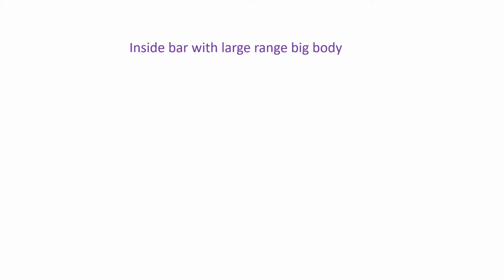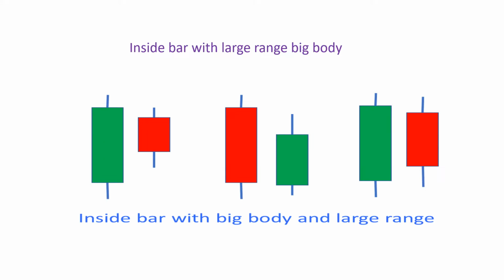Inside bar with large range big body. In this graph, we have the inside bar with large range. You see the range from the high to low of the inside bar is large compared to the high and low of the mother bar. The same thing here. And also the body are big compared to the mother bar. It signifies an indecision or a market reversal depending on the close of the inside bar.